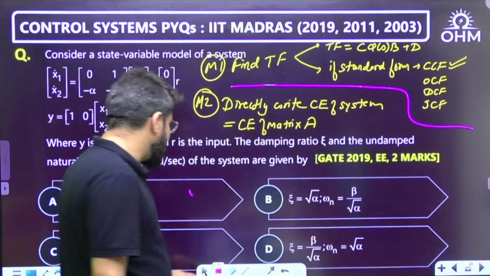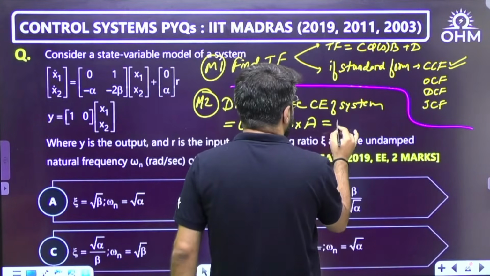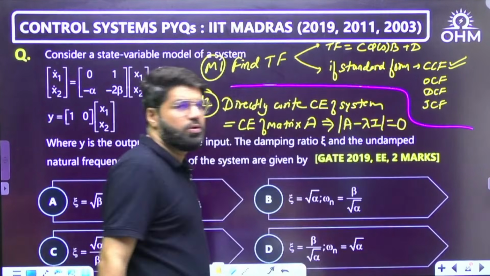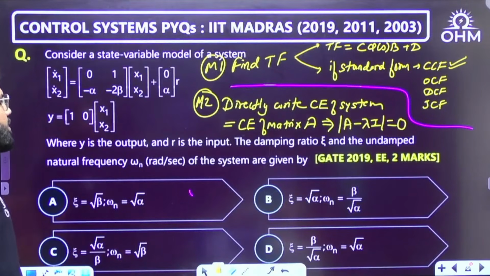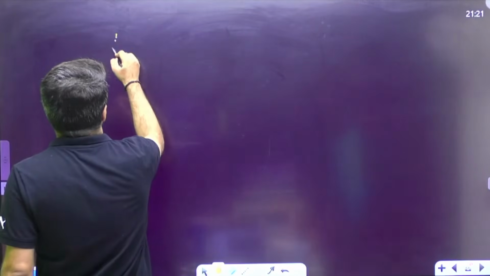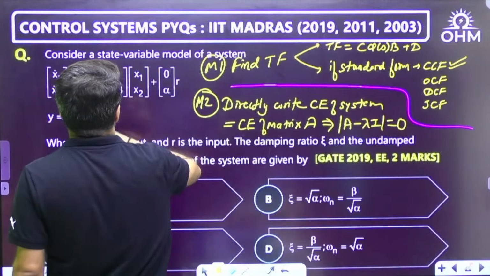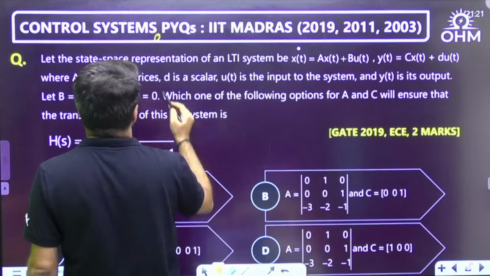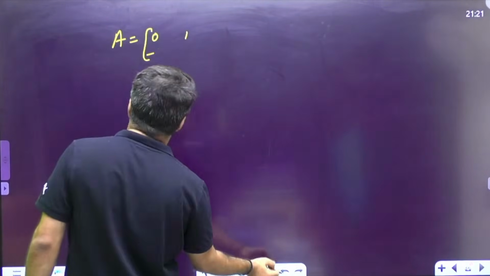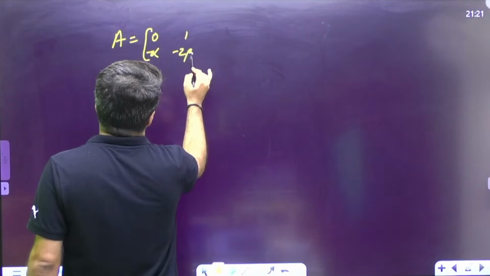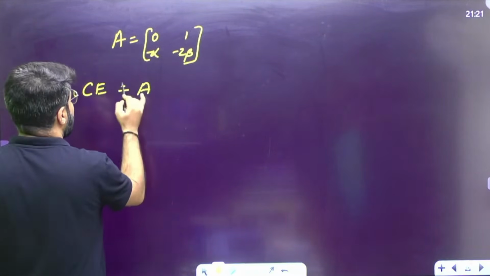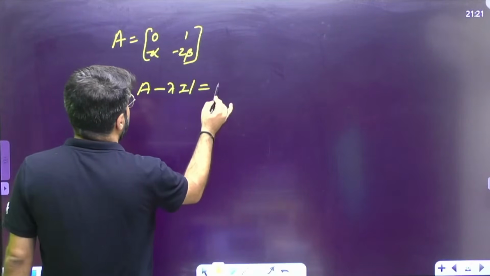Now, what is the characteristic equation of any matrix? The characteristic equation of any matrix A is determinant of A minus lambda I equal to 0. So from the matrix itself, you can solve and complete the question. See, what is the A matrix? 0, 1, minus alpha and minus 2 beta.